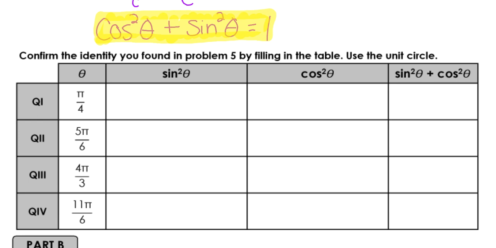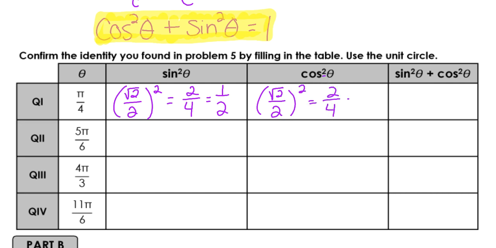So if we think about pi over 4, the sine of pi over 4 is the square root of 2 over 2. So when I square that, I would get 2 over 4, which is 1/2. The cosine of pi over 4 is also the square root of 2 over 2. So when I square that, because it's cosine squared, I again get 2 over 4, which is 1/2. So when I do sine squared plus cosine squared, I can see that the identity holds true. It equals 1.